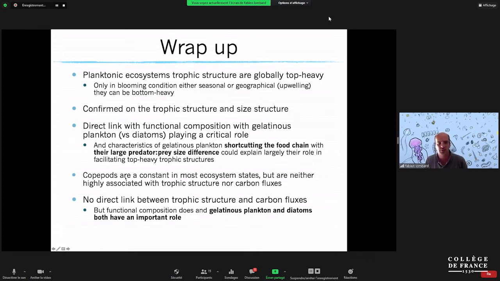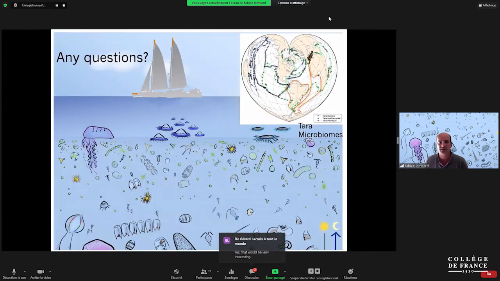We've seen that copepods are still something very constant in the ecosystem, but that's not the one that is associated with trophic structure and carbon flux. And secondly, we've seen again that trophic structure and carbon flux are not coupled, but that the functional composition is very important. And on that, I will stop.